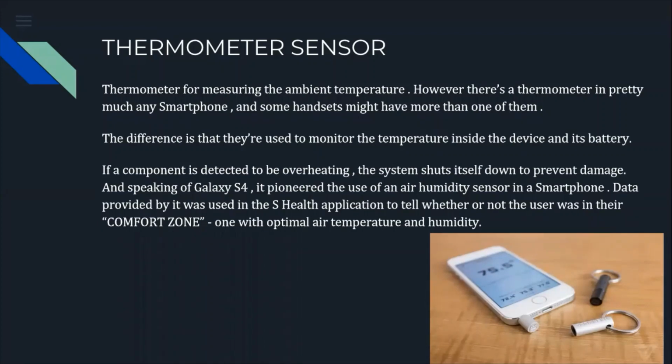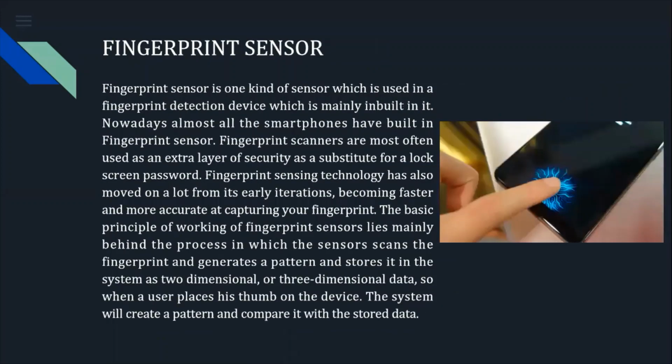And speaking of the Galaxy S4, it pioneered the use of an air humidity sensor in a smartphone. Data provided by it was used in the S-Health application to tell whether or not the user was in their comfort zone, one with optimal air temperature and humidity. Next.